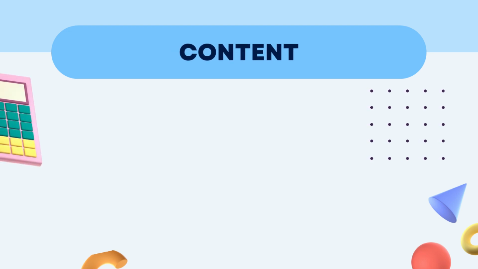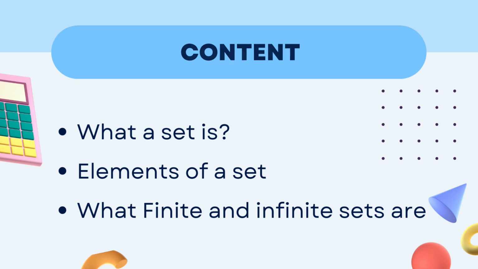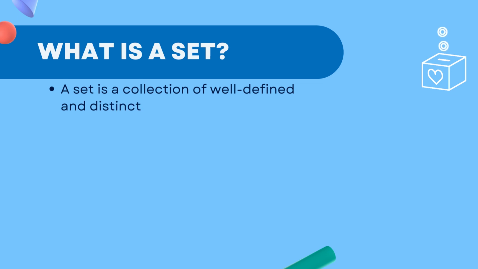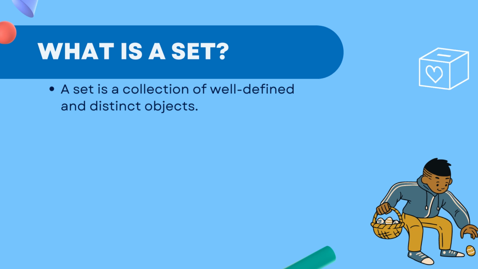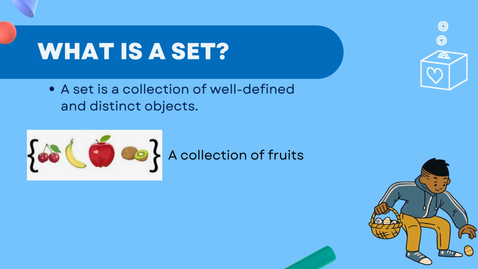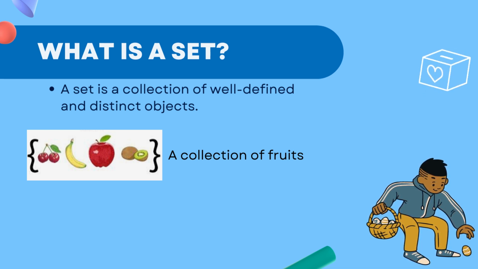Okay, moving on to the first content: what a set is, what an element of a set is, and what finite and infinite sets are. So a set is basically a collection of well-defined and distinct objects. As you can see over here, a collection of fruits. You've got some cherries, you've got a banana, you've got an apple, and so forth.